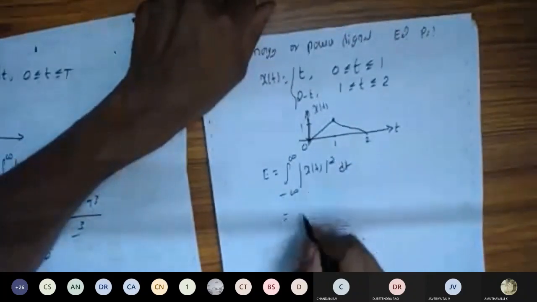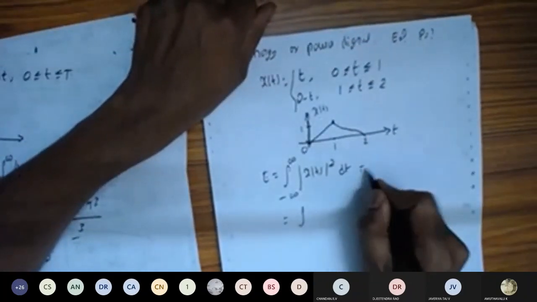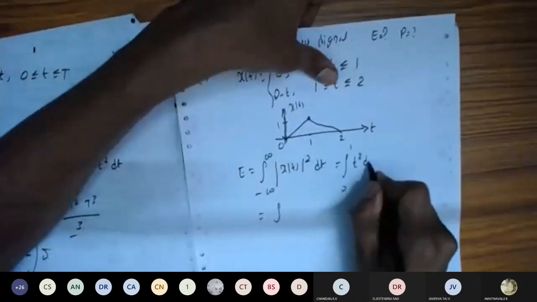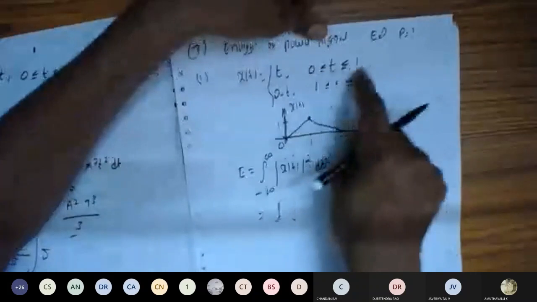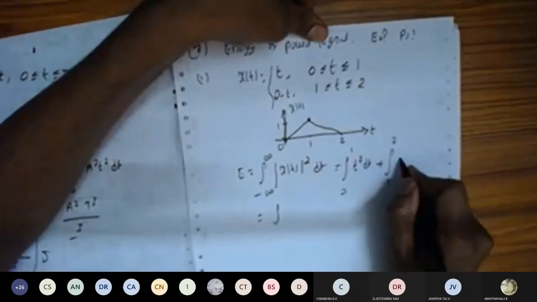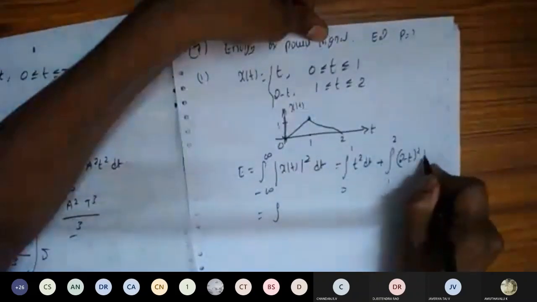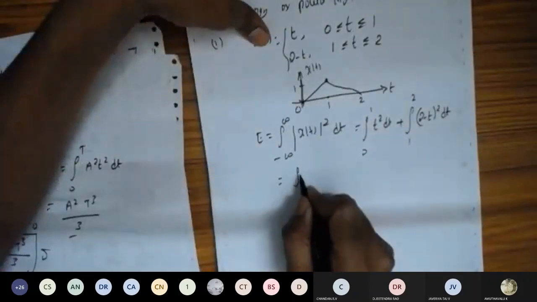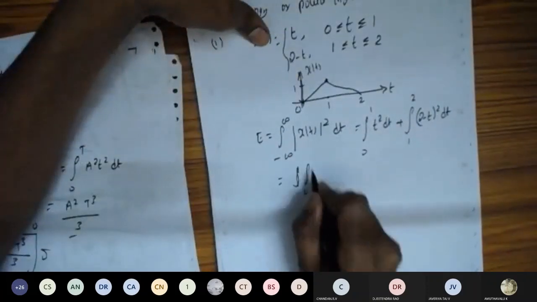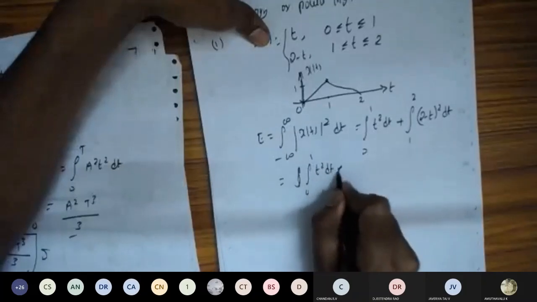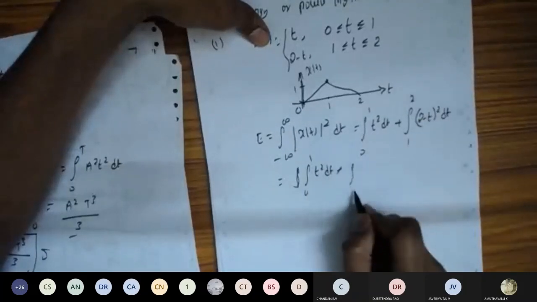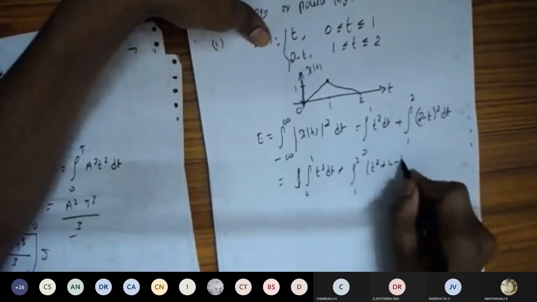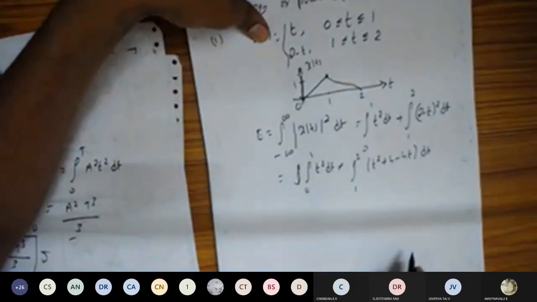Let us substitute the limits here. From 0 to 1, it is t square into dt, plus the integral from 1 to 2 of 2 minus t the whole square into dt. Let us integrate here. From 0 to 1, it is t square into dt. Let us apply the (a minus b) whole square formula. From 1 to 2, it is t square plus 4 minus 4t into dt.